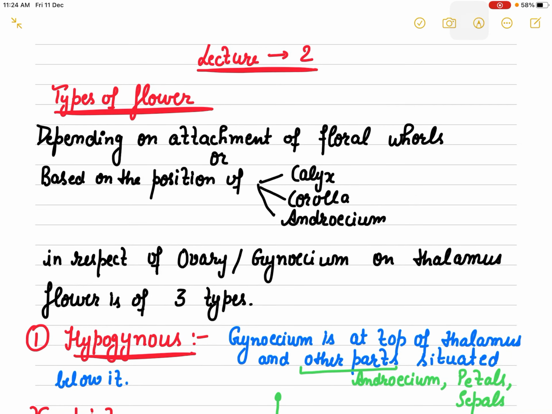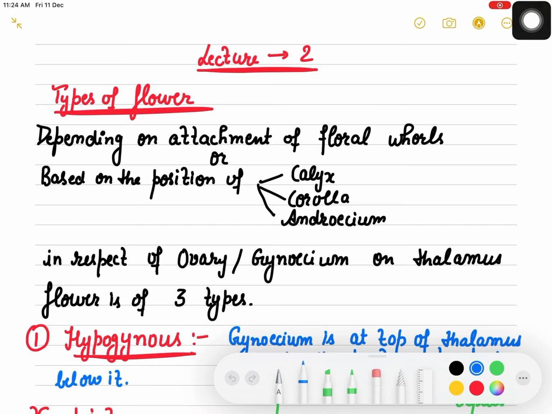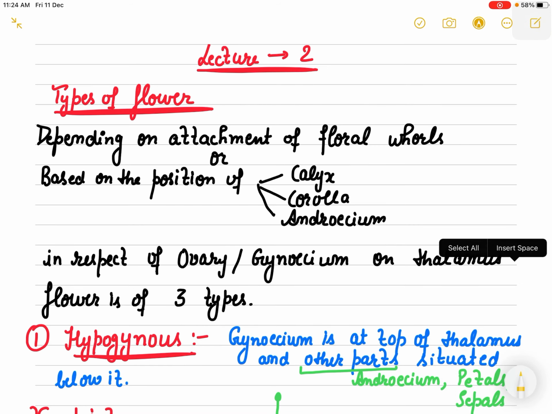So, another lecture from our chapter Morphology in Flowering Plants. Continuing with the flower, right? We are going to talk about today types of flower. Now, the moment we say type of flowers, one thing which comes to mind is how can we define the type of flower? Actually, types of flowers is defined depending on the attachment of floral parts.